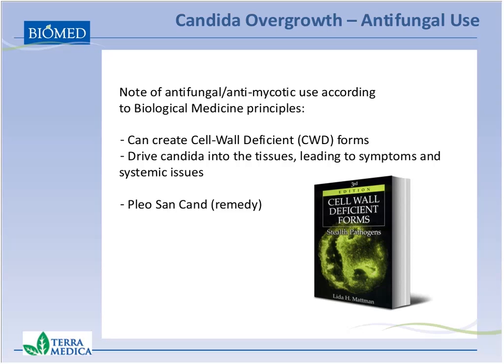There is a remedy called Pleo, which is a hapten that binds on and marks the cell wall deficient forms that could be due to Candida for the immune system to rid. And so we'll talk about that remedy a little bit later on.